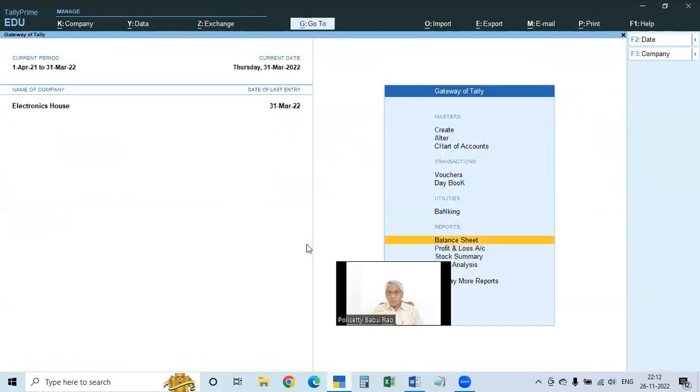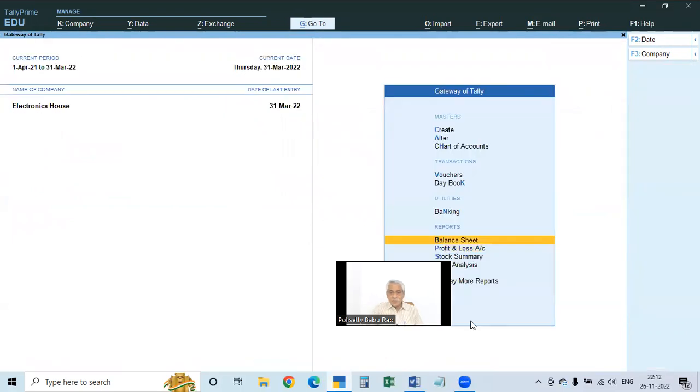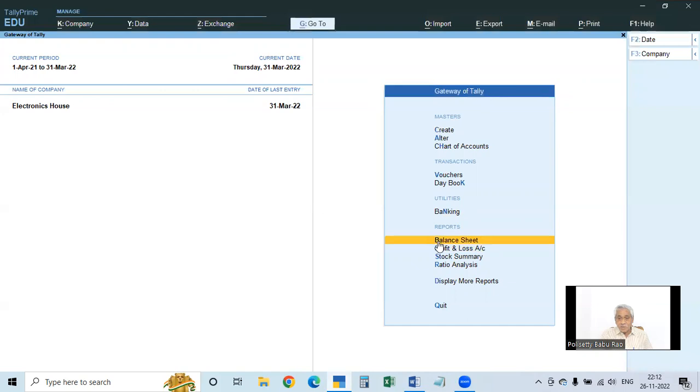But we will go to the balance sheet now. How to see the balance sheet? The balance sheet can be viewed in two ways. See here, in the Gateway of Tally, under the reports, the first one is Balance Sheet. Or if you are working somewhere in Tally and you don't want to stop that work but want to see the balance sheet, then you go to Alt G, that is Go To function.